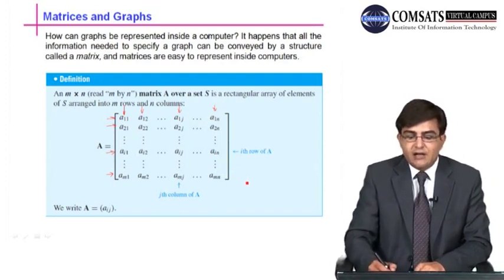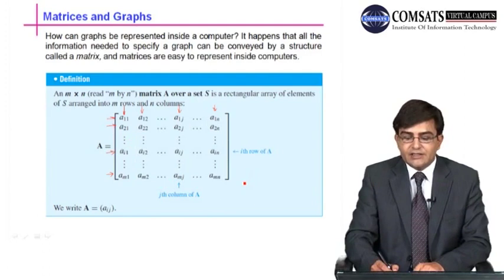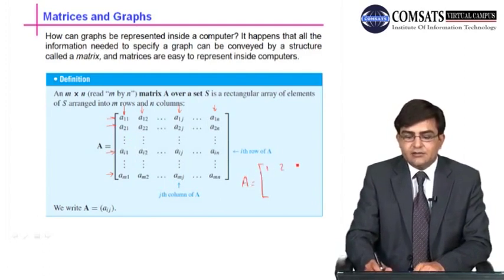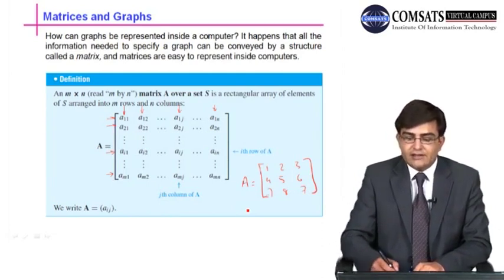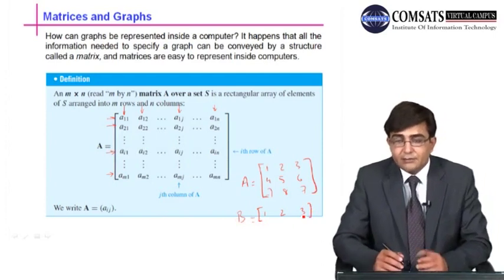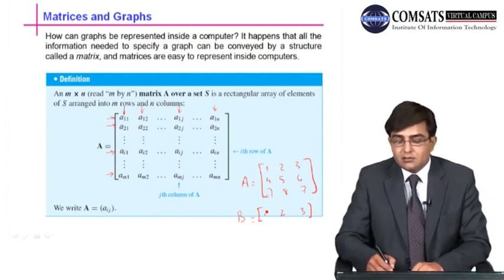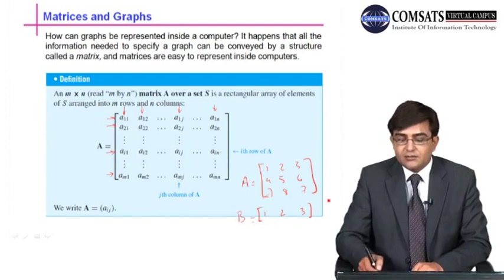For example, if you have a matrix of 3 rows and 3 columns, we can write it as 1 2 3 4 5 6 7 8 9. This is a matrix whose order is 3 by 3, meaning it has 3 rows and 3 columns. You can write other matrices which contain only 1 row, 1 2 3. This is a matrix of order 1 cross 3 because it has 1 row and 3 columns.